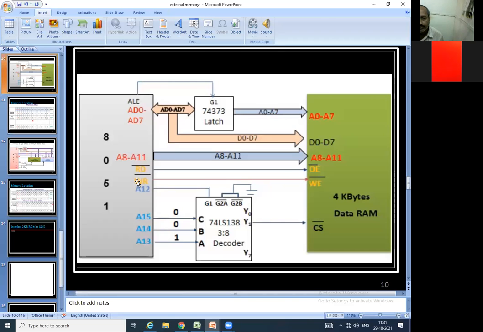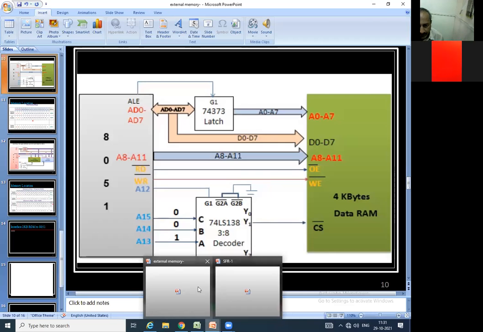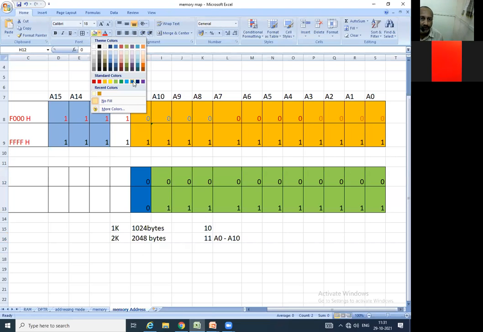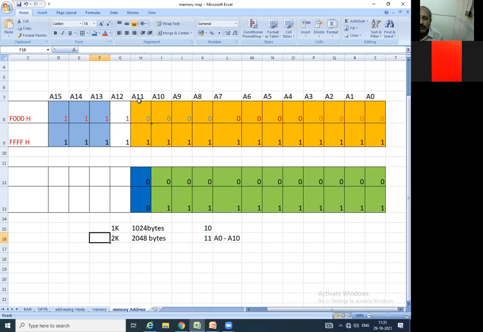That is, A11 will be 0 or 1. So by default, to not make it complicated, we will choose 0 0. Whatever you take here, the same we have to apply over here. So this is what we did for A11.